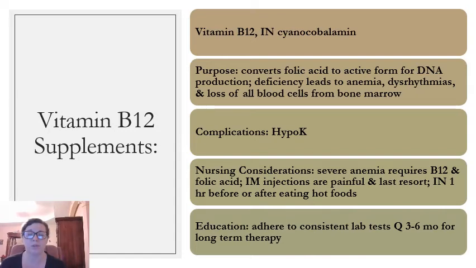Okay, so considerations: severe anemia requires B12 and folic acid, so they work together. That's how it works, it converts the folic acid. So you can get an increased effect, especially with the severe anemias, if you give them both together. IM injections are quite painful, and so they are the last resort. We would rather give this to them via pills or the intranasal, 1 hour before or after eating hot foods.